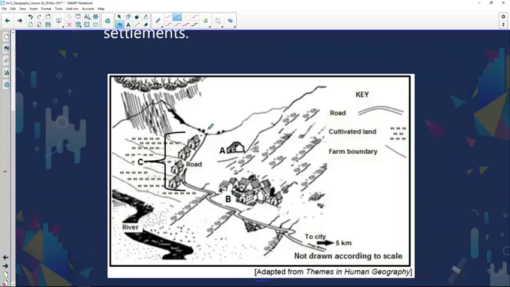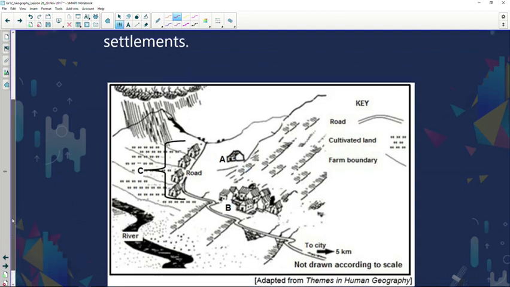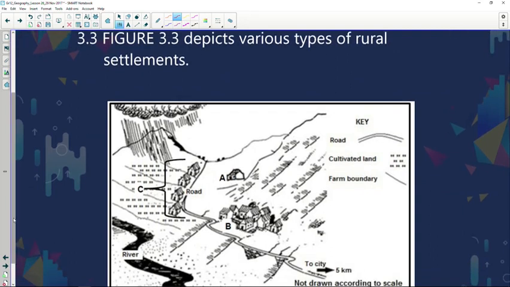If you look at C over here, at the rural settlement, there's a road, and that looks like a linear pattern. If you look at B, it looks like they're clustered together. If you look at A, it looks isolated. So these are some of the clues I get looking at my diagram in figure 3.3. At A, it looks isolated and very close to a transport route.